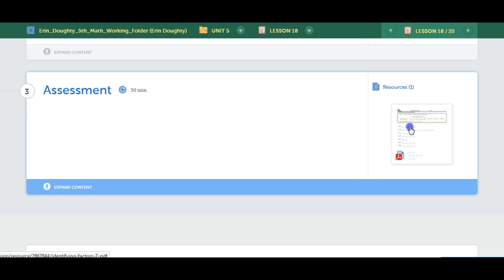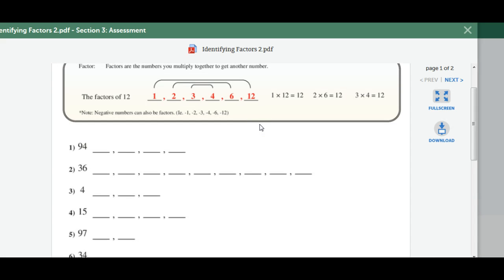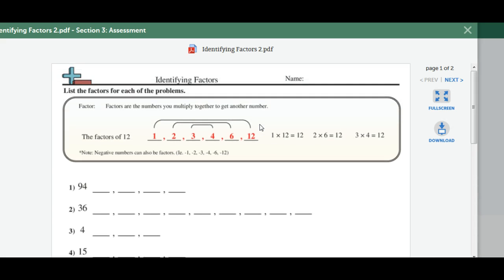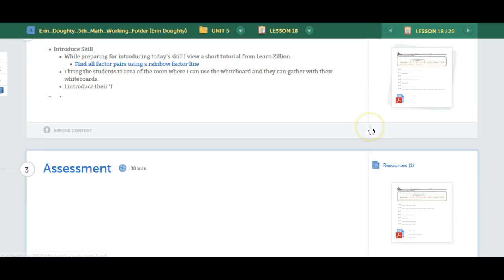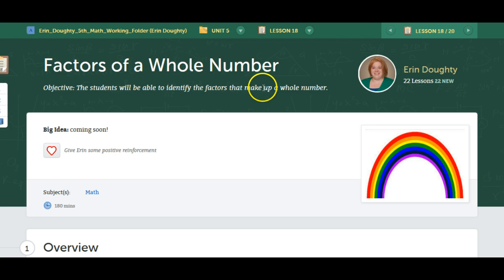And to end the series out, students complete an assessment where they again just list the factors and are encouraged to use the factor rainbow setup, and it gives them the number of blanks for the number of factors in that number. And that's an overview of the targeted skill group of finding factors of a whole number.